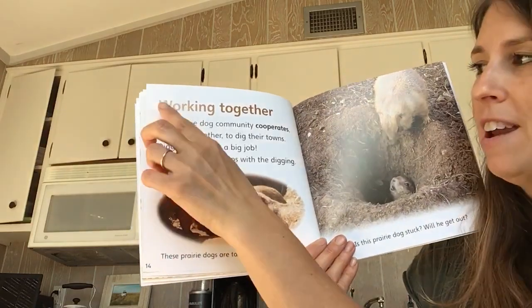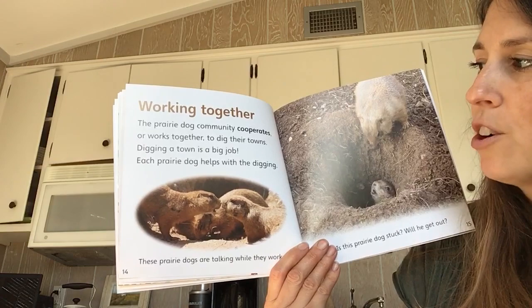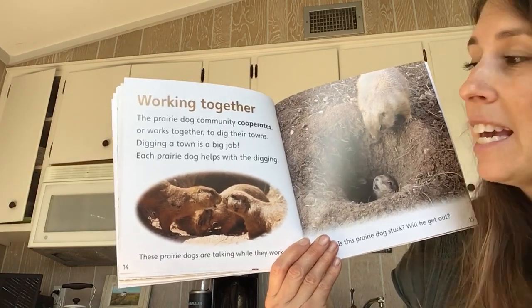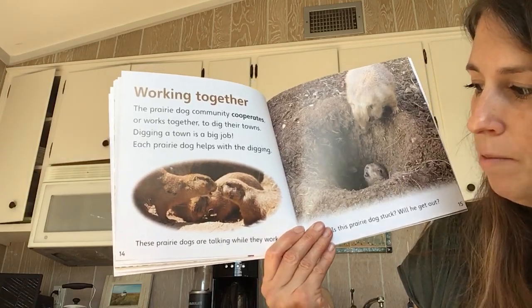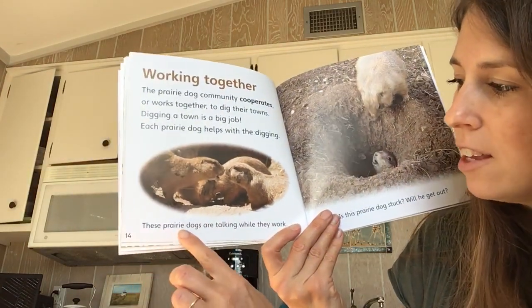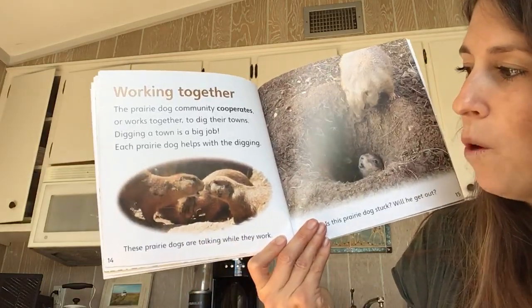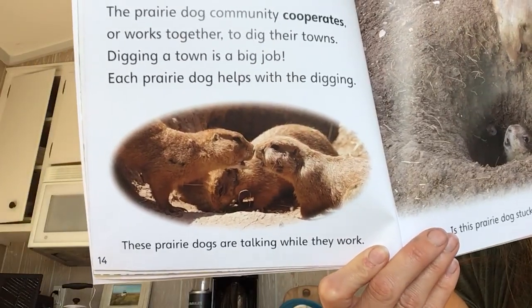Working together, our next heading. The prairie dog community cooperates or works together to dig their towns. Digging a town is a big job. Each prairie dog helps with digging. Here's another caption telling us about the picture. These prairie dogs are talking while they work. Look at them. Wonder what they're saying.